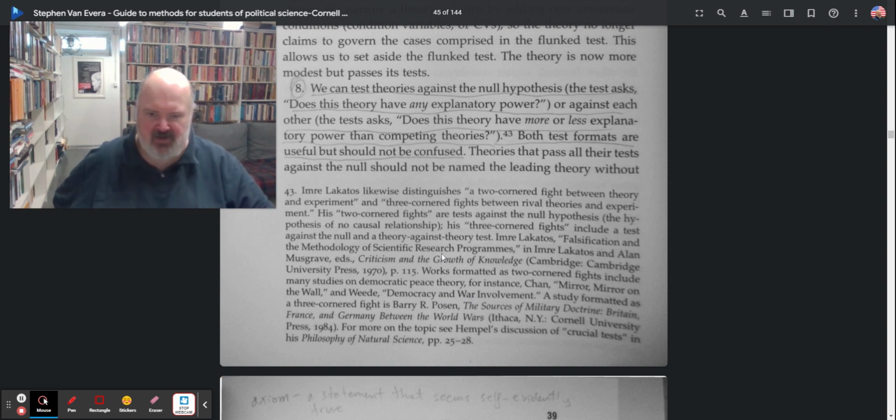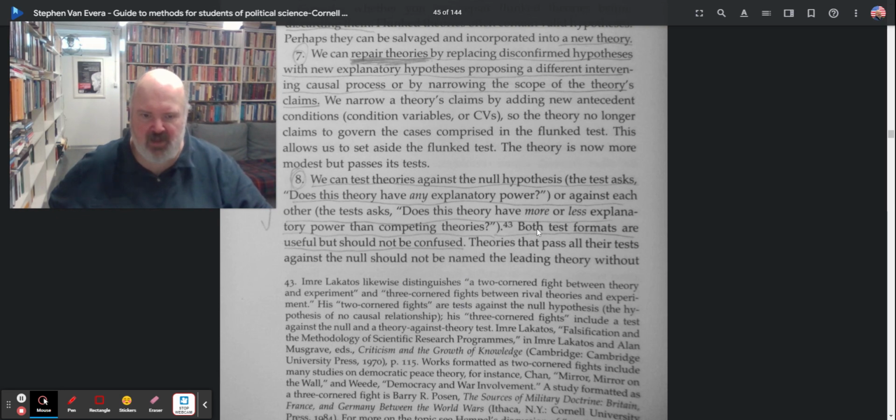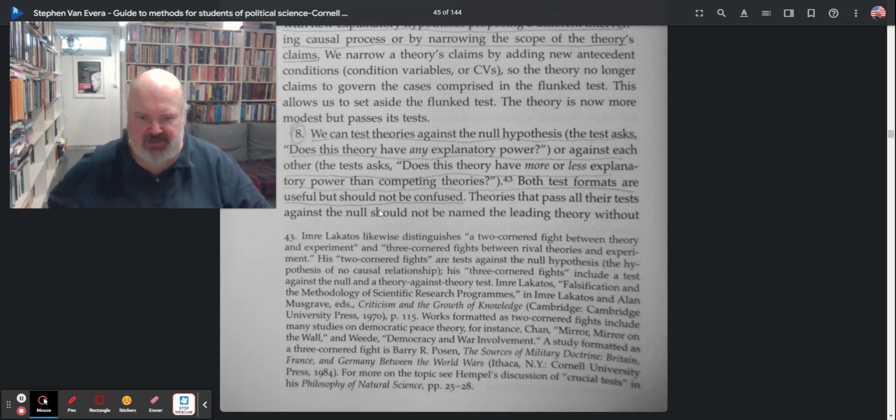So first of all, a two-cornered test is a test against the null hypothesis. And the three-cornered test includes a test against the null hypothesis and a theory against theory test. That's a three-cornered test, right? Both test formats are useful, but they should not be confused.